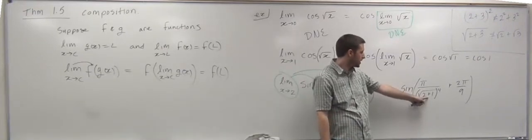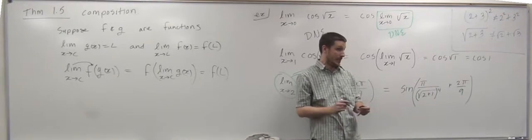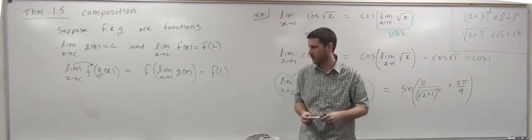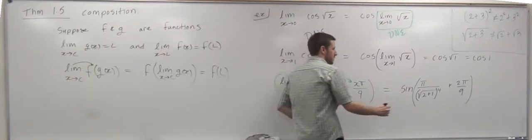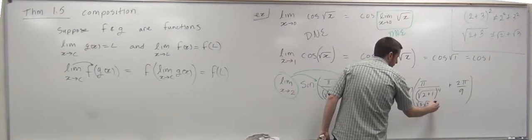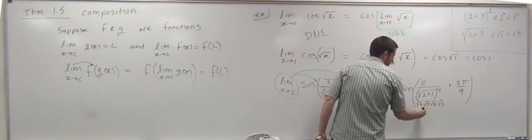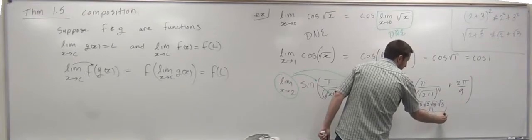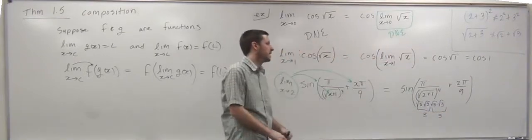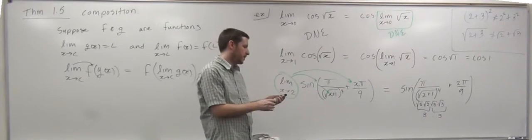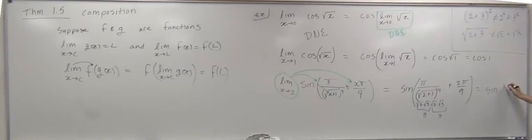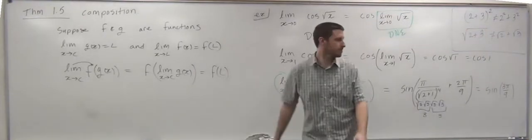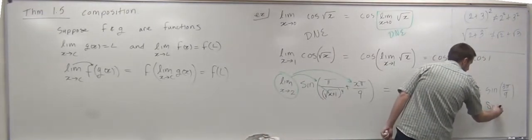Well, 2 plus 1 is 3. Square root of 3 to the 4th, you guys know what that is? No? Square root of 3 times square root of 3 times square root of 3 times square root of 3? Yeah, 3 times 3. So sine of pi over 9 plus 2 pi over 9, sine of 3 pi over 9. 3 pi over 9 is pi over 3. Sine of pi over 3.